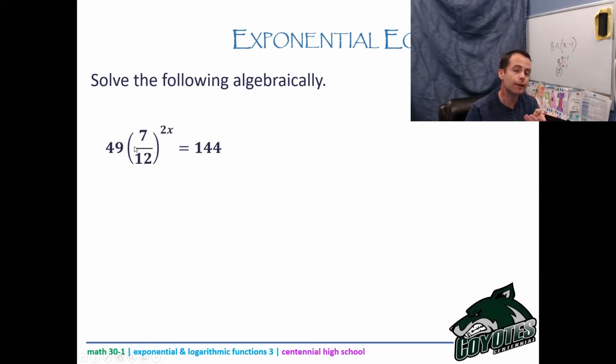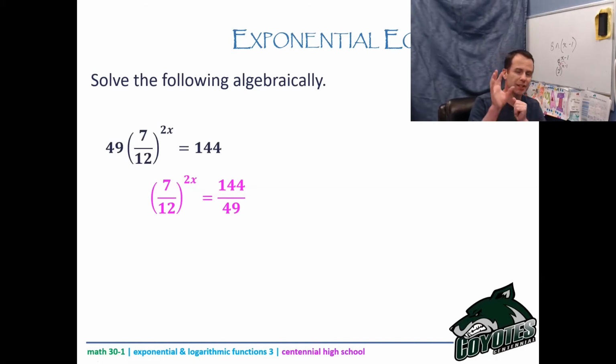So instead, you have to look at this and say, I have to get rid of the 49. How am I going to get rid of the 49? I'll divide both sides by 49. Okay? Now I'm thinking to myself, I want this to say 7/12 on both sides, or I want it to say 12/7 on both sides. It doesn't really matter as long as you make them say the same thing.